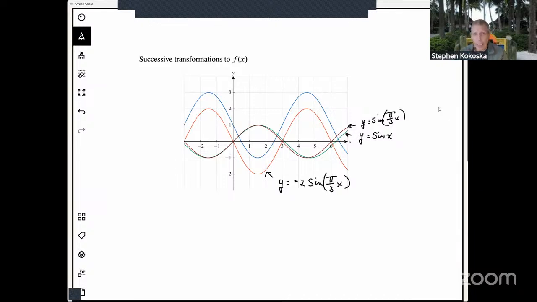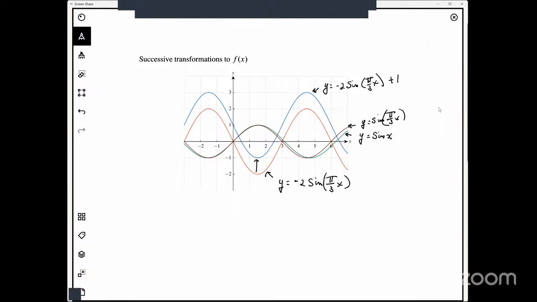And then finally, what I would do is a vertical transformation. I would shift this up 1 unit to finally get this curve, which was y equal to -2 times the sine of pi over 3x plus 1. And I probably beat that one into the ground, Curtis. I'm sorry about that. That's okay.